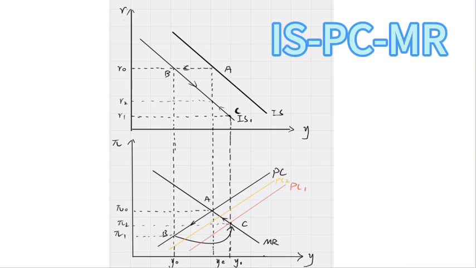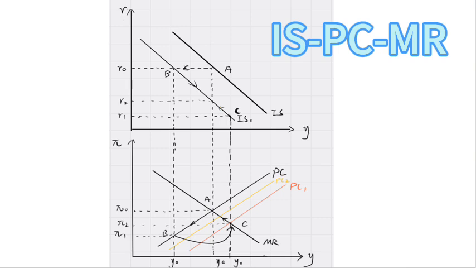At the very beginning, the economy is at point A. A negative demand shock at this point causes the IS curve to shift left to the IS1 curve, at which point we can see that output decreases from YE to Y0, and inflation decreases from pi 0 to pi 1.